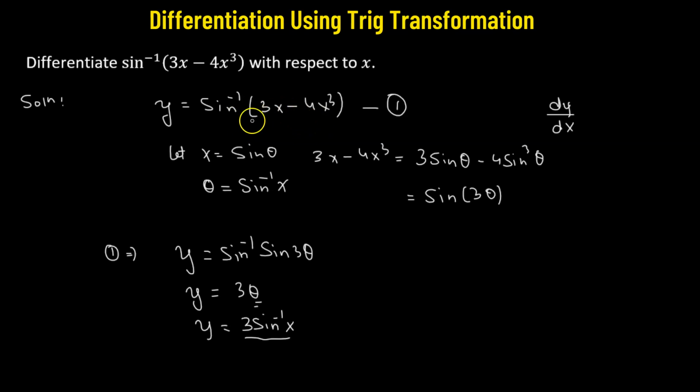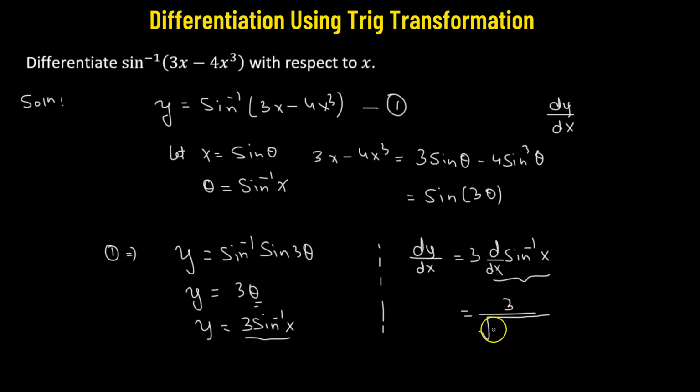In a sense, we can say the sine inverse of 3x minus 4x cubed is equivalent to 3 times sine inverse of x. Now we can easily find dy over dx, which is equal to 3 times the derivative with respect to x of the inverse sine function. This is a standard formula, given by 1 over square root of 1 minus x squared. Here 3 is multiplied to the 1 in the numerator. So this is the derivative of sine inverse of 3x minus 4x cubed with respect to x.